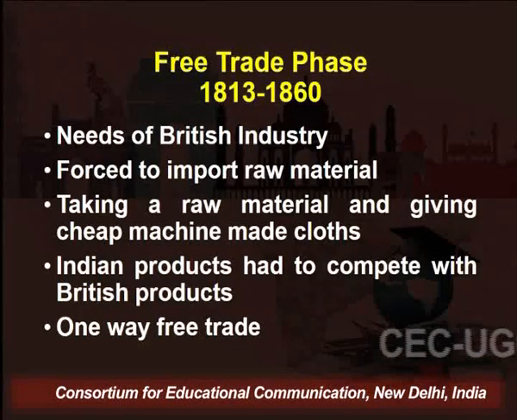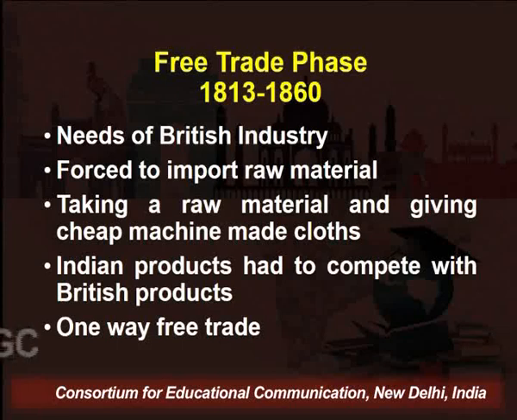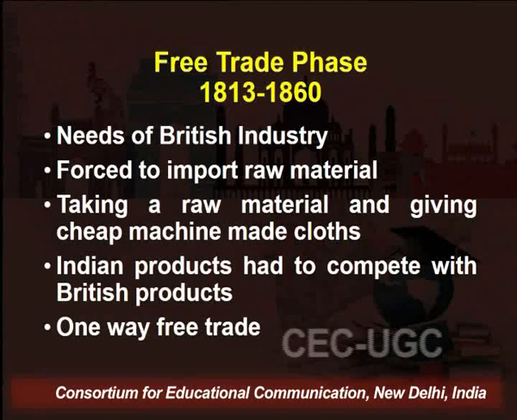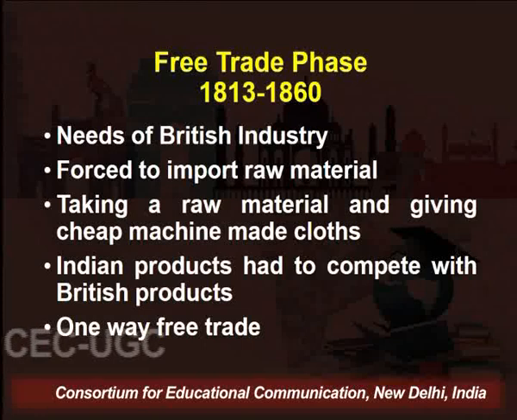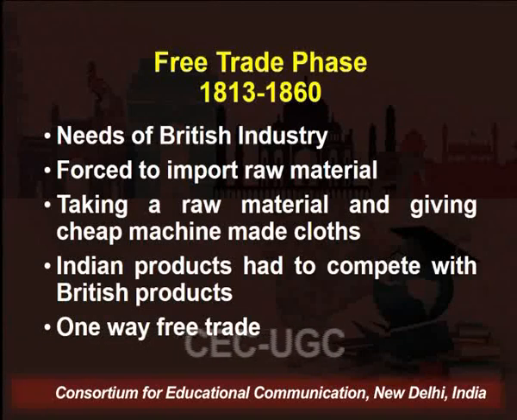This phase again was largely geared towards meeting the needs of the British economy, especially British industry, because the Industrial Revolution had now come of age. So there was now more and more focus on importing cheap raw material that was made readily available in colonies like India through a policy of commercialization of agriculture. So taking the raw material and giving cheap machine-made goods, particularly textiles, became the core policy of the British in India.